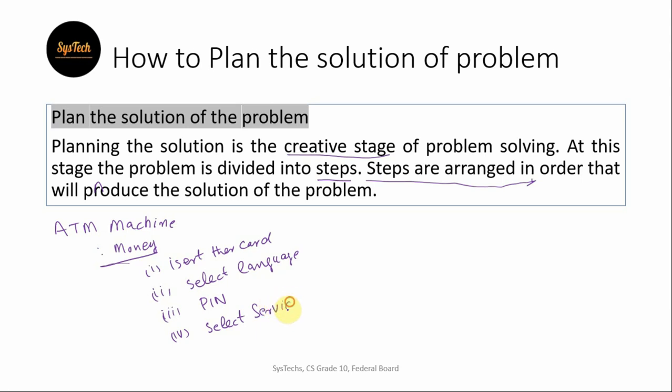Maybe there are many services, for example, withdraw some cash. Maybe you want to pay a bill. Maybe you want to pay the school fee, or so on. Whatsoever service you select, according to this, a new menu will appear. For example, if you want the cash, then there will be a question, how much?